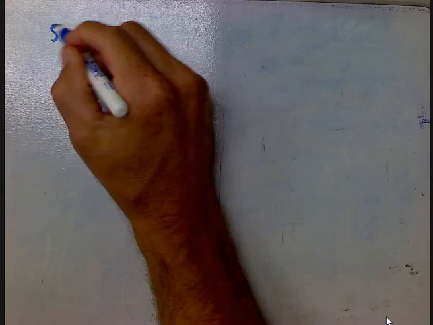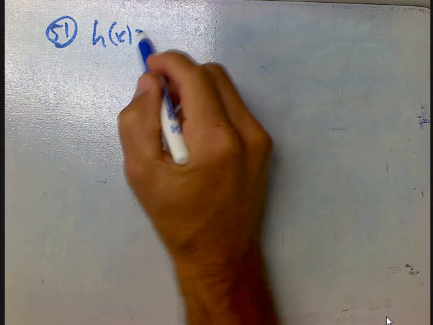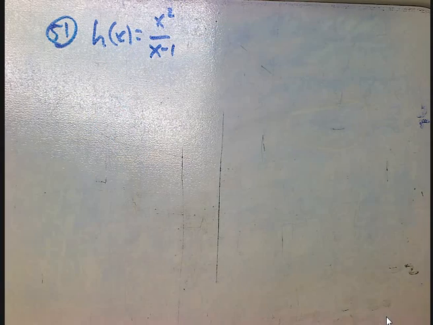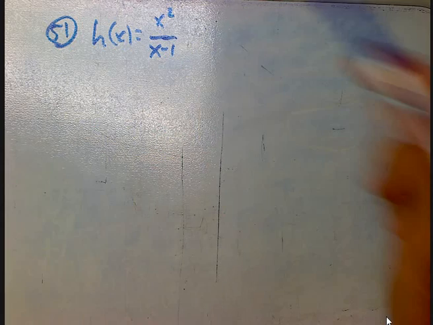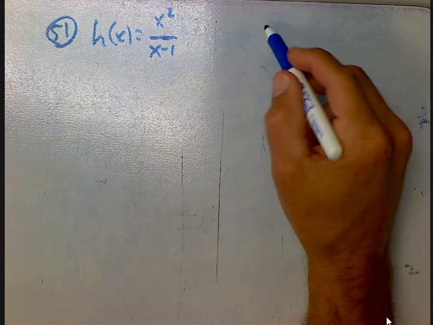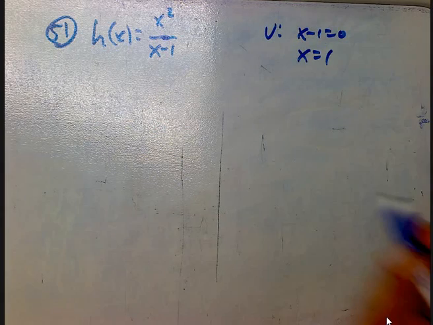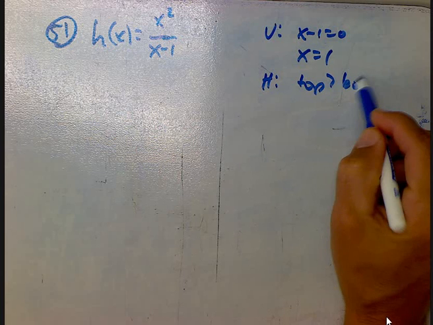51 says h of x equals x squared over x minus 1. I notice there are no holes because the top is just x times x, nothing cancels. Vertical, x minus 1 is 0, so x equals 1. For horizontal, the top is greater than the bottom. That means there are no horizontal.